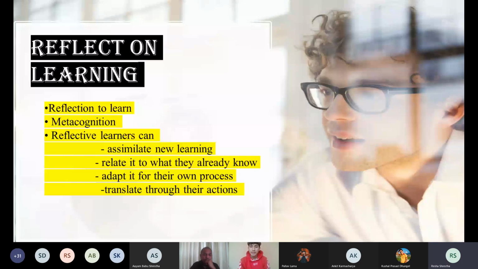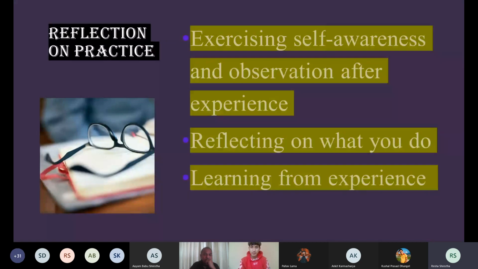Another topic is reflection on practice. Reflection on practice is defined as exercising self-awareness and observation after an experience. It helps the practitioner develop skills of self-awareness, assertiveness, confidence, and personal or professional development. In other words, reflective practice is thinking about or reflecting on what you do. It is closely linked to the concept of learning from experience, in which you think about what you did and what happened and decide from that what you will do differently next time.